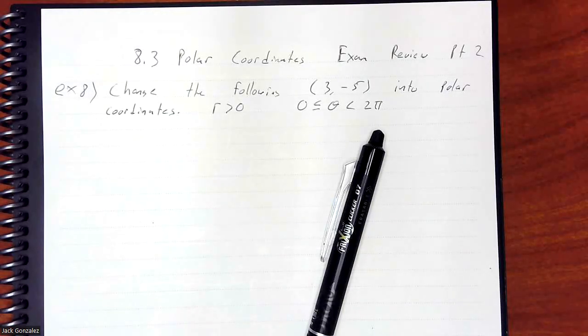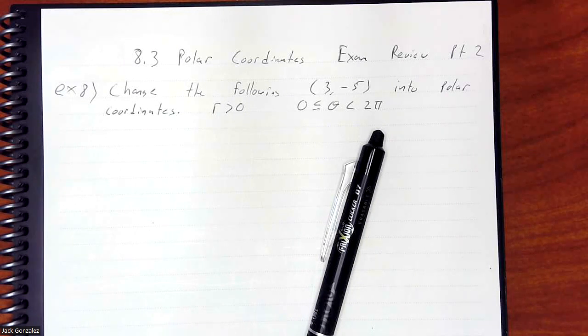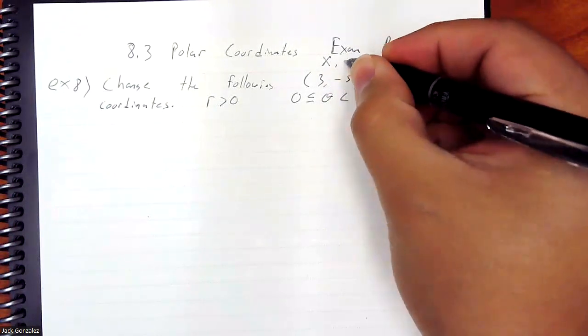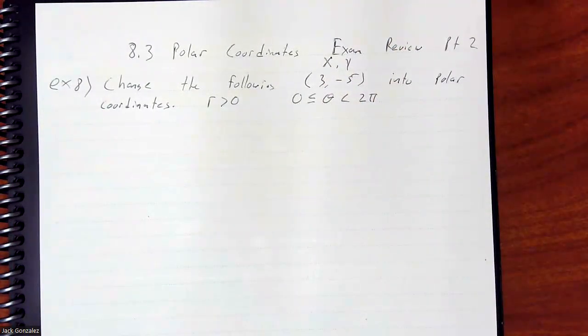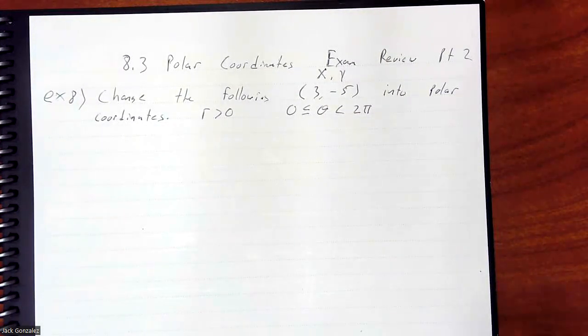Right, so 8.3. We want to change this to polar. So this is an X and Y coordinate, also called rectangular. So rectangular point. It's on the XY grid. So change it to polar.